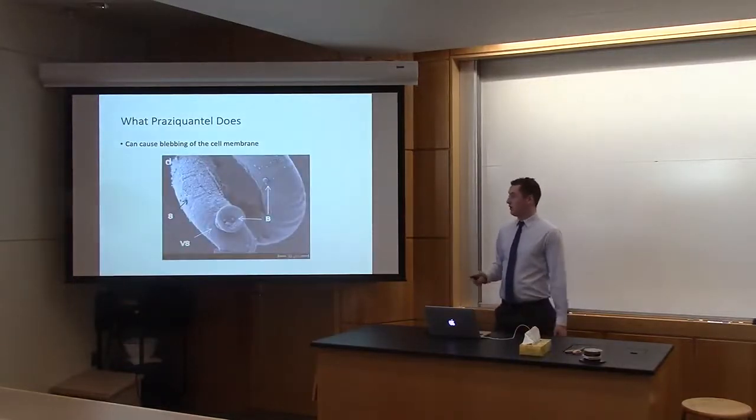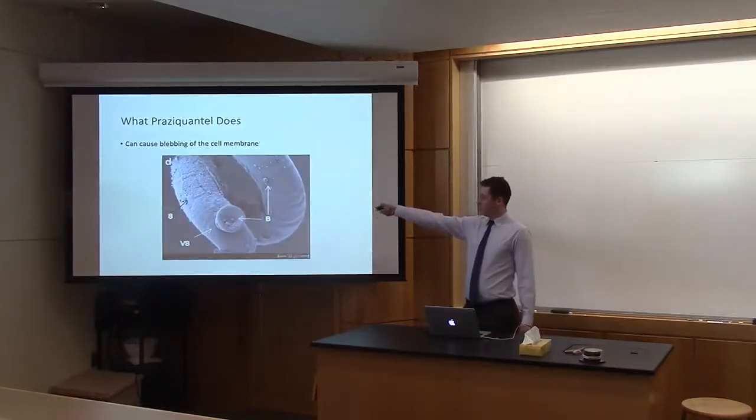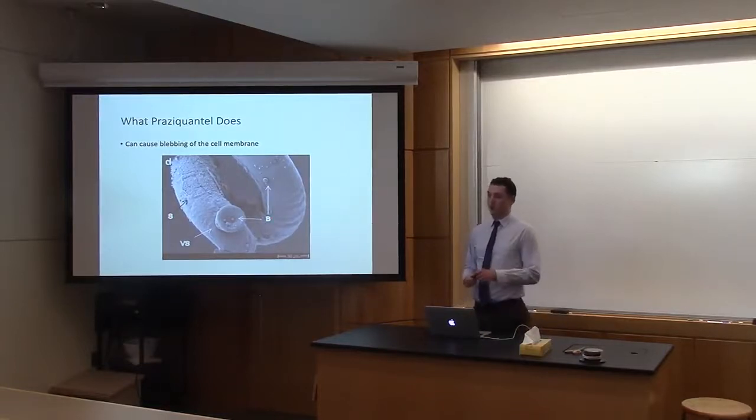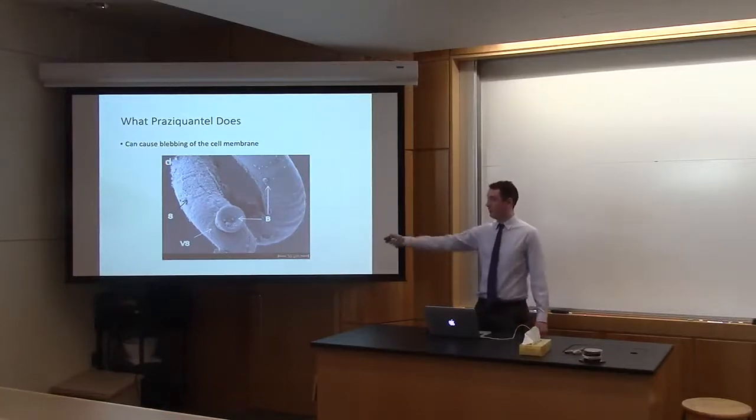Here's what blebbing looks like on the schistosoma. You can see where B is pointing to. Those are the blebs that are coming out, and those are not supposed to be there. VS is the ventral sucker. That is where it attaches to your body. And S, a little gross, is where the skin is starting to fall off the worm because it is dying. So it's sloughing off.